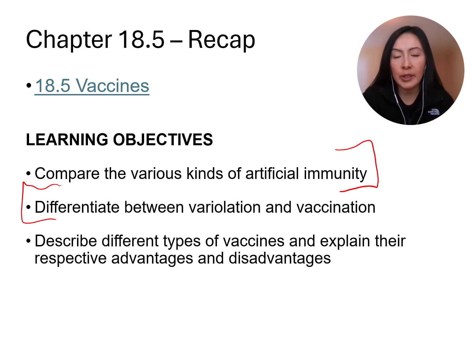Differentiate between variolation and vaccination. So variolation was the early kind of ancient or historical method to prevent smallpox. They used infectious smallpox material from scabs or pustules and introduced that to other people. That could provide a controlled smallpox infection and provide immunity, but it was very risky because it could also cause full-blown smallpox. It could spread smallpox to others, and there were high rates of morbidity and mortality.